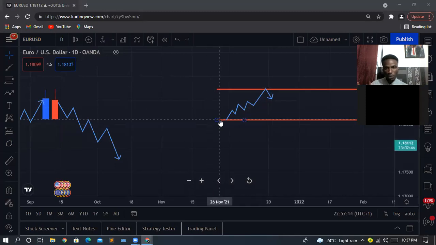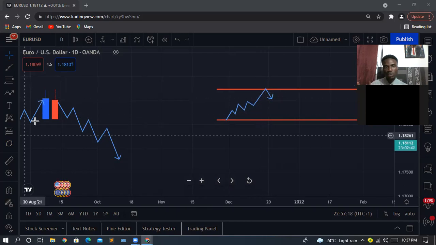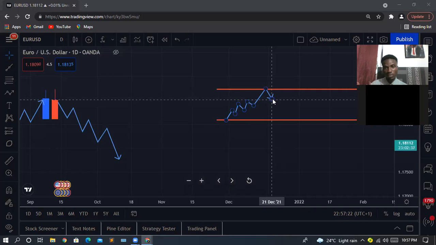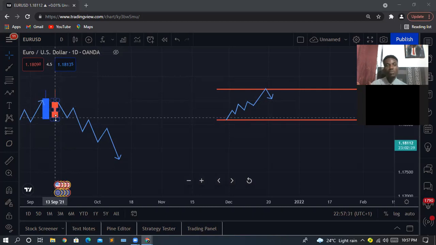Okay, so like I was saying, the buyers got exhausted and they sold. And the sellers took over and they sold down to this point. Then it came all the way down. For the second candle, it came all the way down.